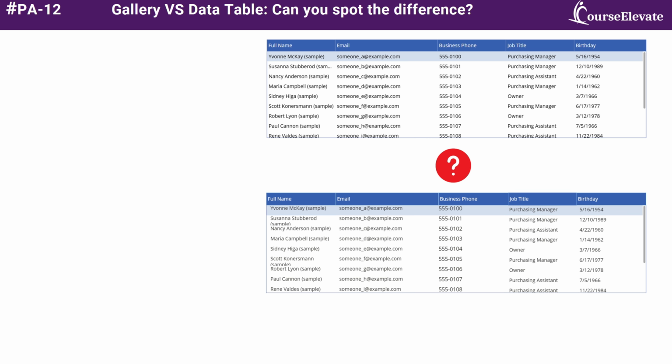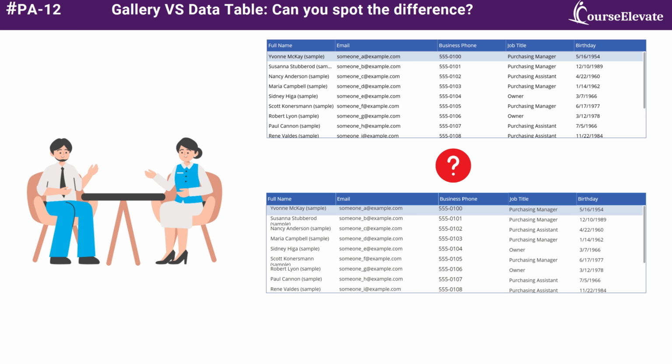At first glance, these two look exactly the same, right? But only one of them can hold images, buttons, or even support navigation. The other is just a table. In Power App interviews, you are often asked these tricky questions.